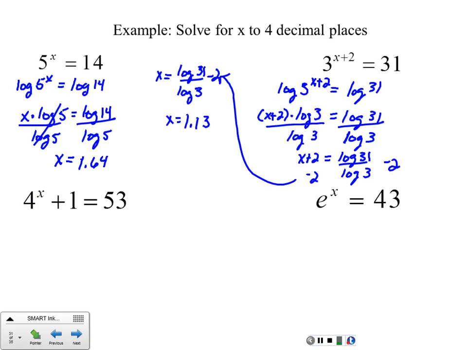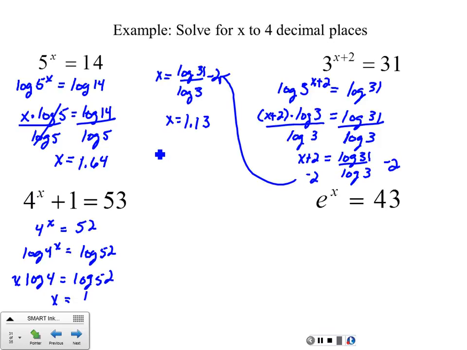Okay, for this one, I need my power by itself. So right off the bat, I'm going to minus 1 from both sides. You need your power by itself, so we're going to get 4 to the x power is equal to 52. And then you're back to the problem that we had right above it, so you're just going to take the log of both sides. Get your argument out of the exponential, so you're going to have x log 4 is equal to log 52. And you know what to do from here.